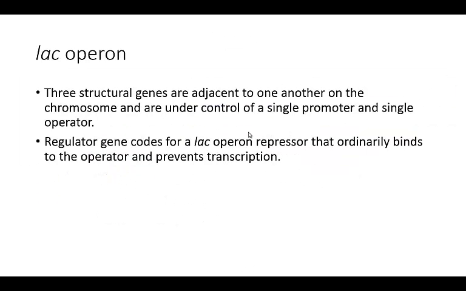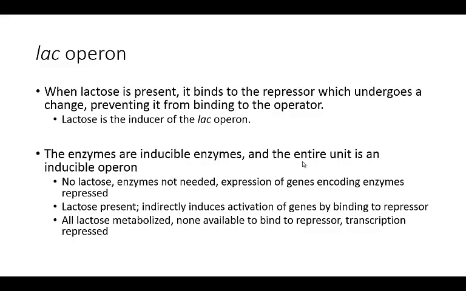The Lac operon is a classic operon that's used to describe bacterial gene control. In this particular operon, there are going to be three structural genes. They're all next to each other on the chromosome, and they're all under control of a single promoter and a single operator. There's a regulator gene that codes for a Lac operon repressor. Normally it's going to be bound to the operator and is normally going to prevent transcription. So this is something that it's there, but it's usually not being made. It's usually turned off, this operon.